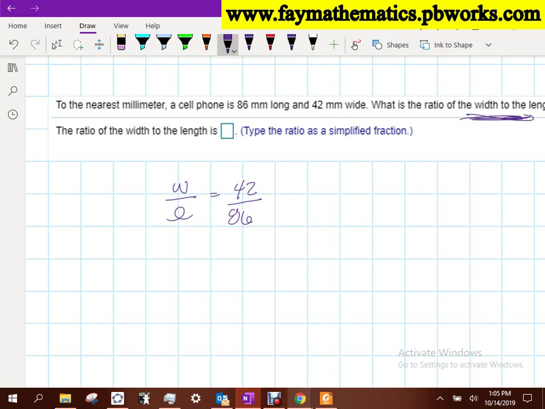What is the ratio of width to length? So it's going to be W over L. And then if they got that right and still missed it, it's because they're not typing it as a simplified fraction. There's a factor of 2 in both those that will cancel out.